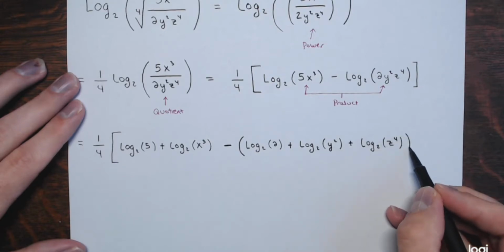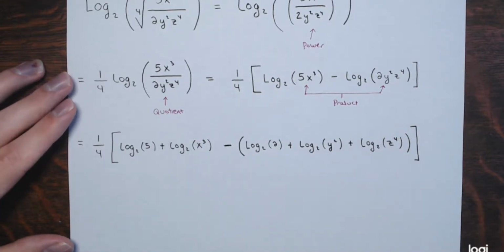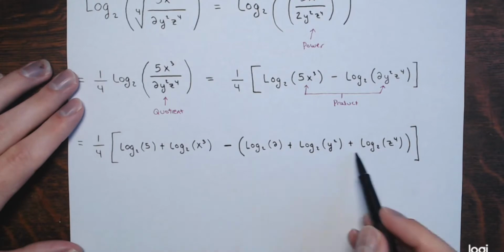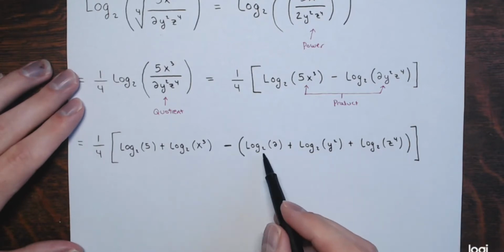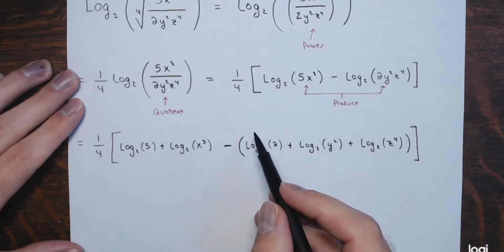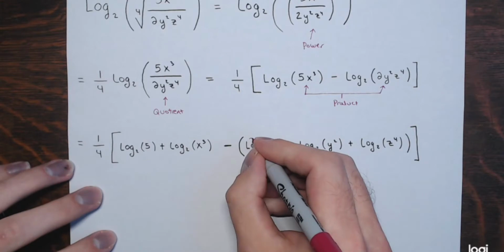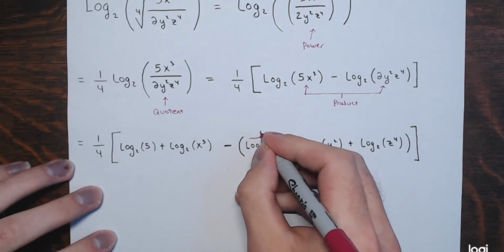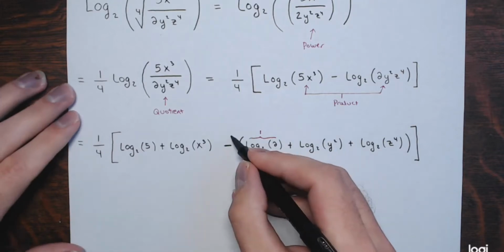Right, close parentheses, close brackets. All right, so I'm going to distribute the negative here, and we can simplify the log base 2 of 2. The log base 2 of 2 is just 1. And I'll distribute the minus sign here.